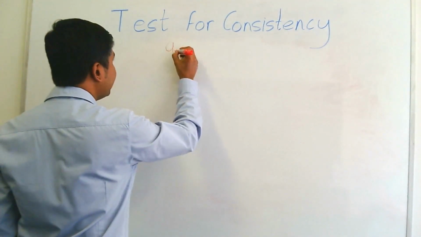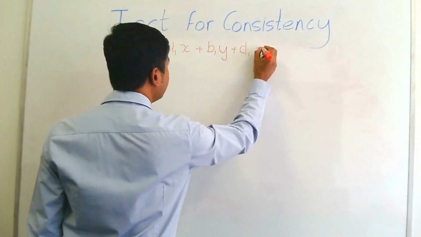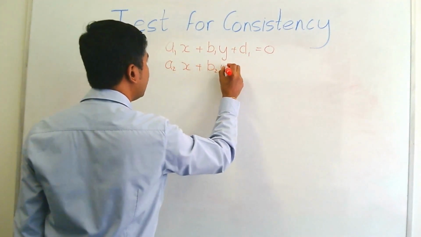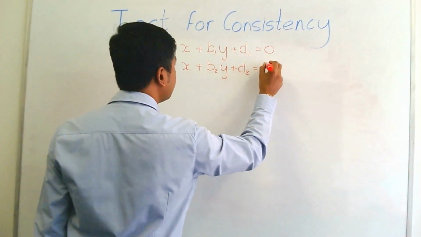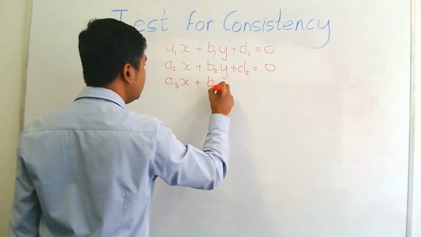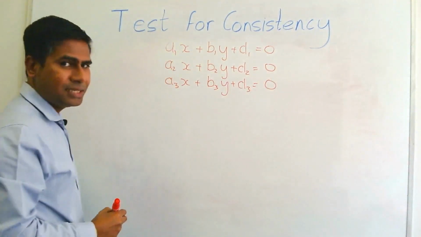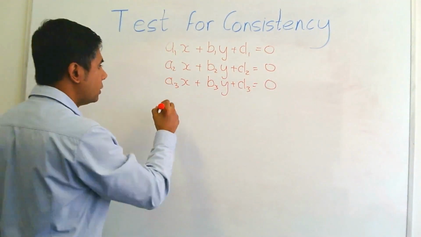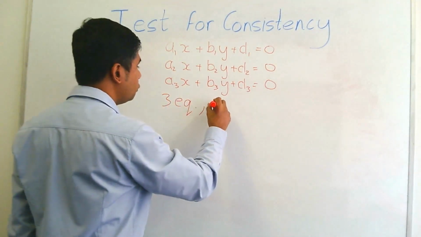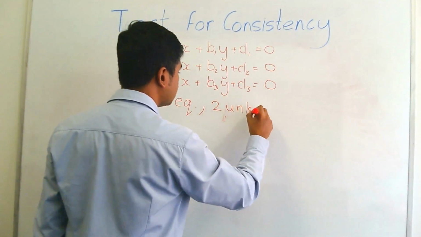They are a1x plus b1y plus d1 equal to 0. Then we have a2x plus b2y plus d2 equal to 0, and then a3x plus b3y plus d3 equal to 0. So you can see if we analyze the system of equations, we have three equations and we have two unknowns. Those two unknowns are x and y.